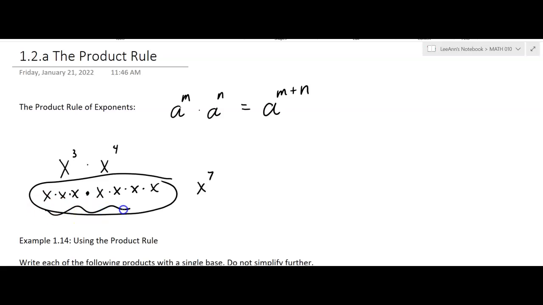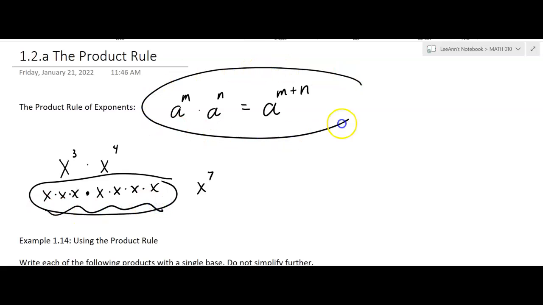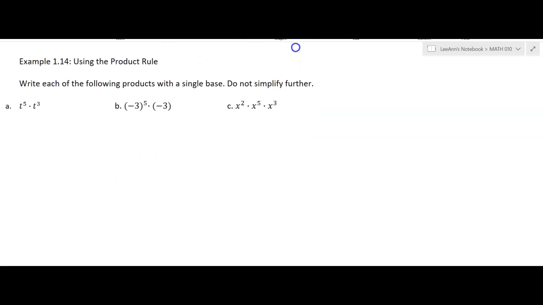But instead of writing all this out, we use this rule that we have right here that says if I'm multiplying and the bases are the same, so the bases have to be the same, then you add the exponents. Okay, and by base, in this case, we have them both being x, and in this case, they're both a. Okay, so we'll give you some examples.